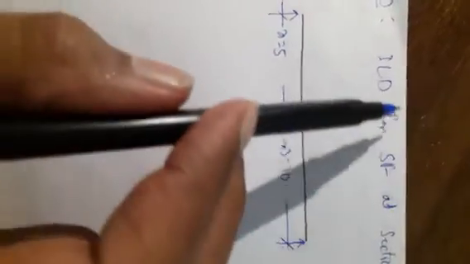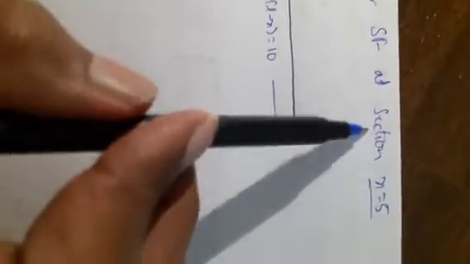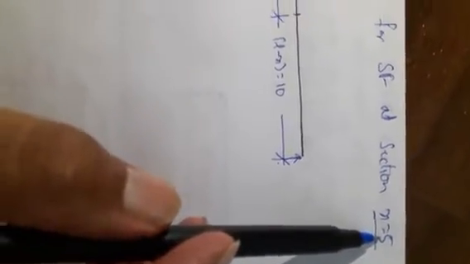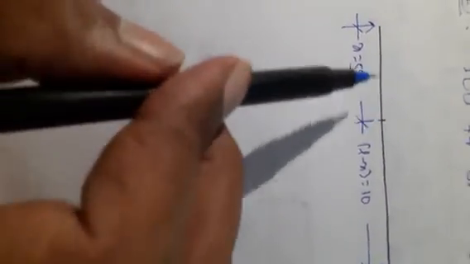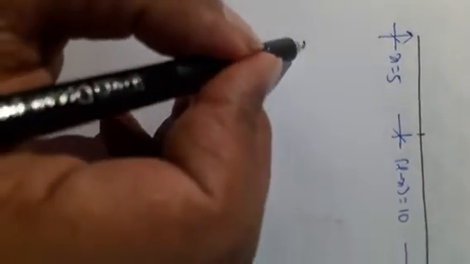Second step, influence line diagram for shear force at section x is equal to 5. Let this be the beam. This is the point. X is equal to 5. L minus x is equal to 10. Now draw the standard shear force diagram. So standard shear force diagram is like this.